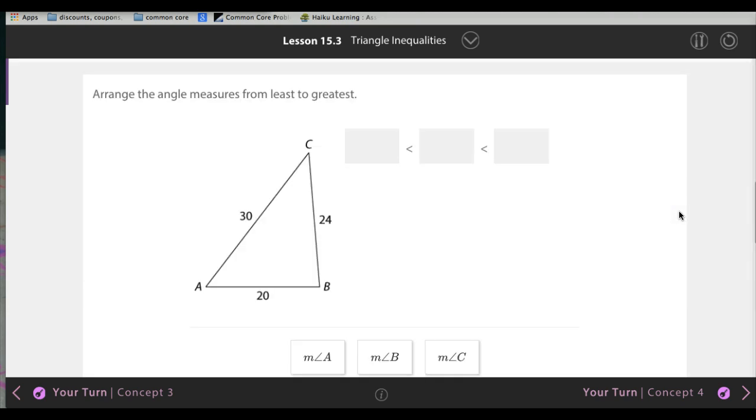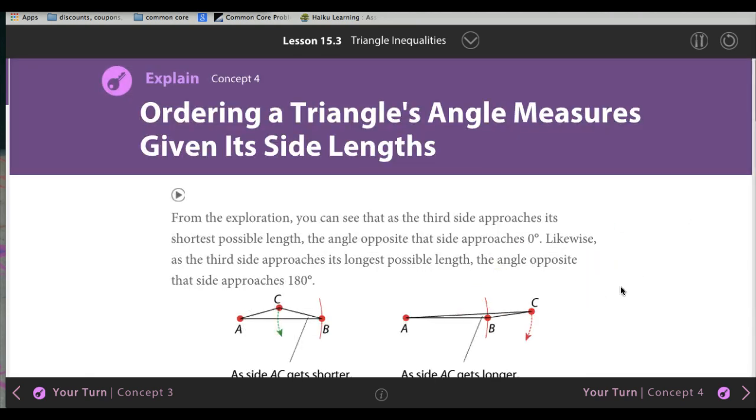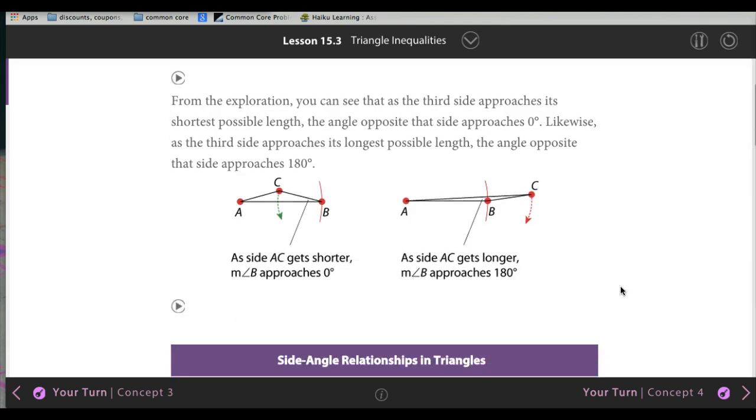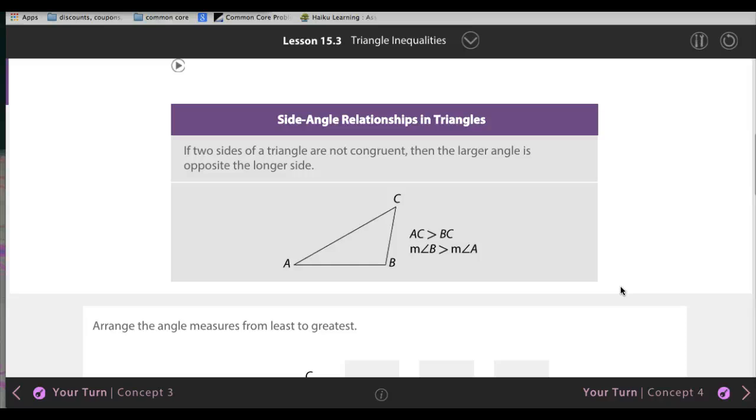So then, of course, look at Mr. Burger. The next thing, I don't know why, but I don't know if I'm mistaken or something, but this one basically says that if AC is longer than BC, the measure of angle B is, okay, so this is what it means.